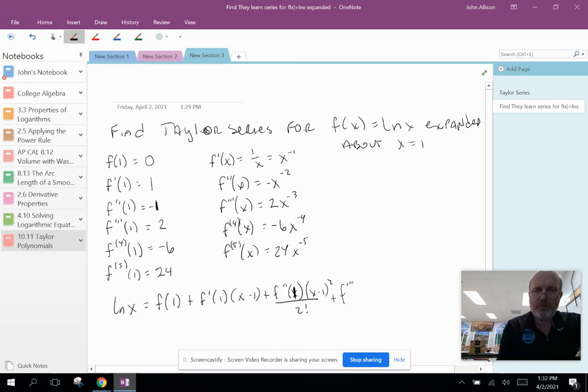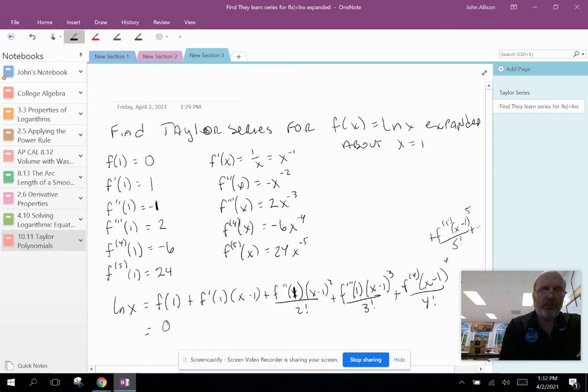plus f triple prime of 1 times x minus 1 cubed over 3 factorial plus the fourth derivative times x minus 1 to the fourth over 4 factorial, plus the fifth derivative times x minus 1 to the fifth over 5 factorial, and plus, it just keeps on going like this. So let's see where this is going with this pattern.